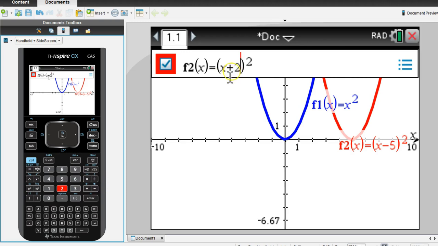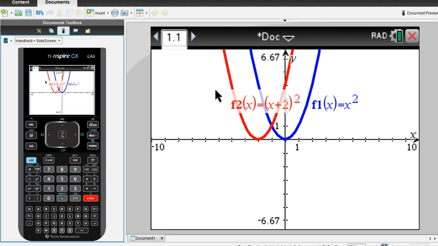The idea is that that positive h shifts the graph to the left. It's opposite of what you think it would be. So if that h is positive, it's going to shift it to the left. If it's negative, it's going to shift it to the right. Okay? We'll come back to this in a little bit. Let's get back to the notes.